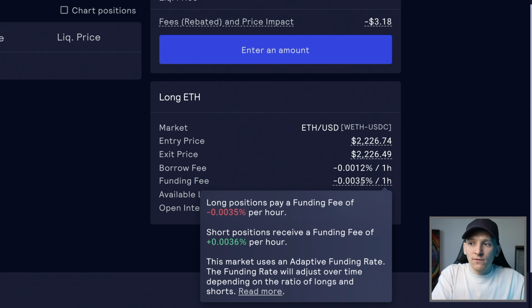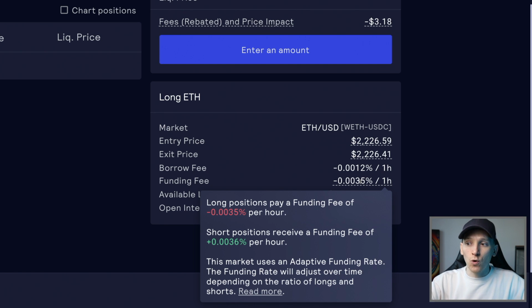So what this means is that there are way too many long positions in the market. Way too many people are long, and the exchange is trying to bring them down. So what it's doing is penalizing those longs by getting them to pay a funding fee to short sellers. And that right now is 0.0035% per hour. Now, if you're in a short position, you're getting incentivized to take that position by receiving that funding from the longs.